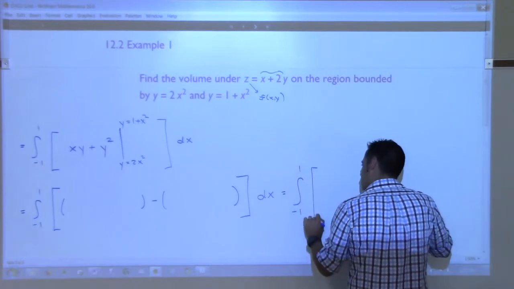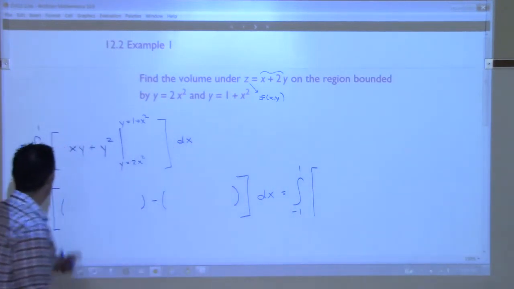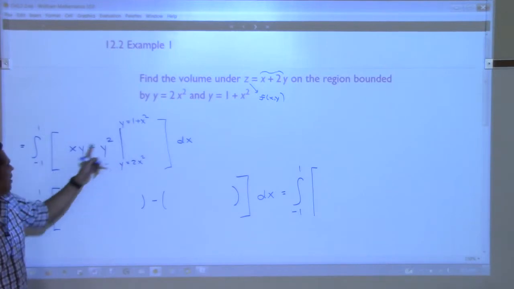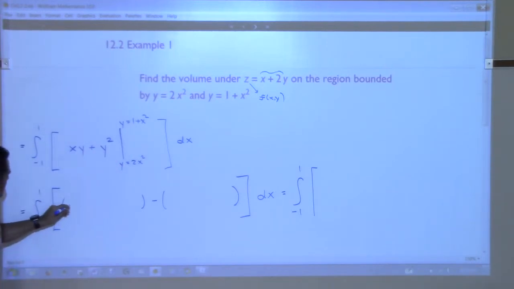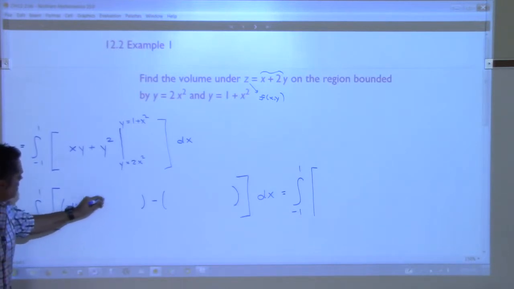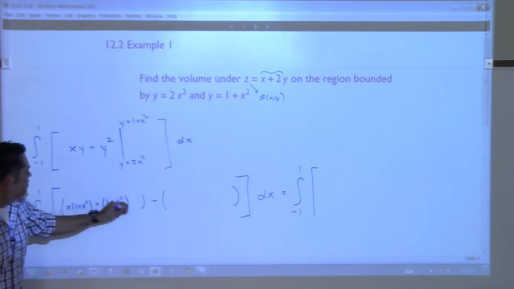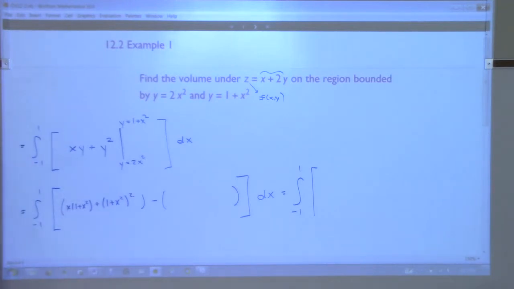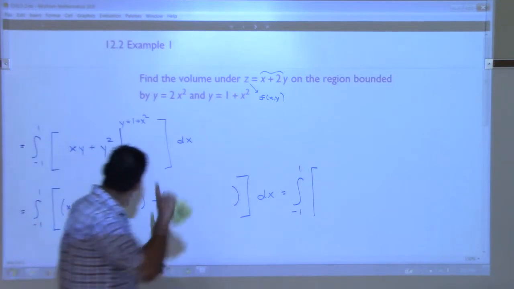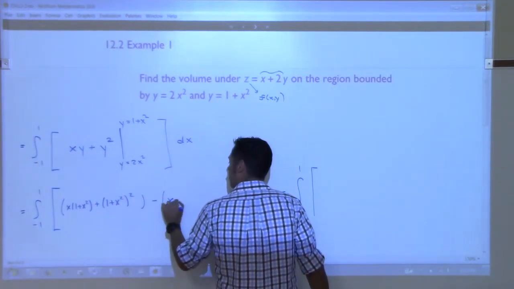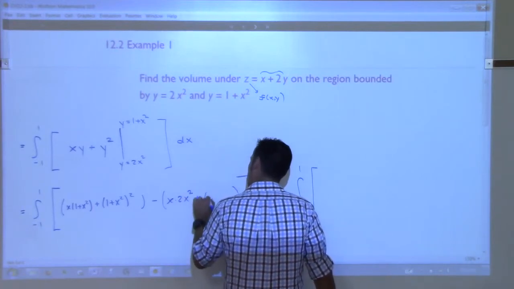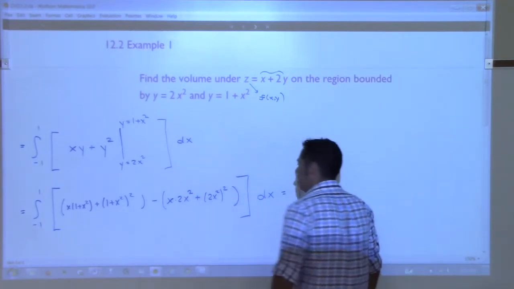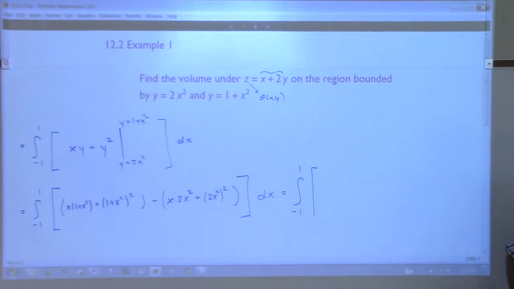Okay, let's plug in, replacing y with 1 plus x squared here and here. So x times 1 plus x squared plus 1 plus x squared, squared. And then replace all your y's with 2x squared. So x times 2x squared plus 2x squared, squared. Everyone understand what I just did there? All right, let's clean that up.